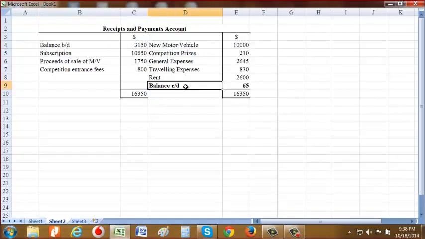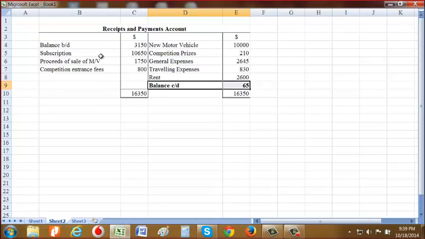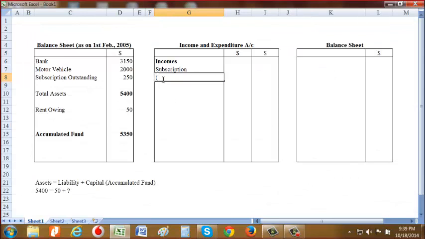And this closing balance, see this closing balance $65, this I will take in the closing balance sheet. So in income first I will take subscription. So what is the amount I got as subscription as per the receipt and payment account? See the receipt and payment account, subscription got this much, 10,650, isn't it? So I will write that amount in the inner column, 10,650. This much amount I got.